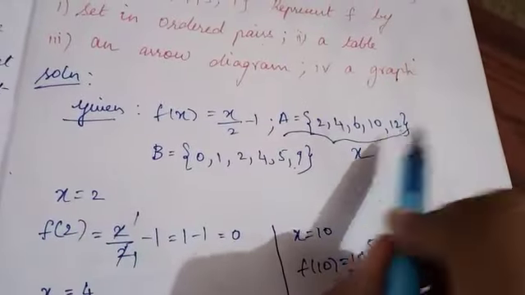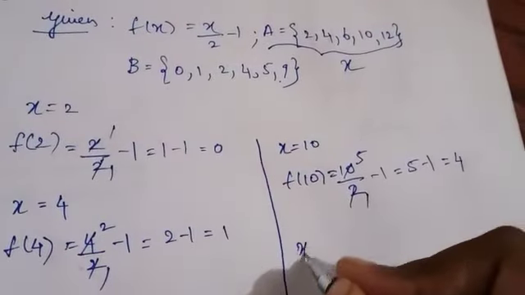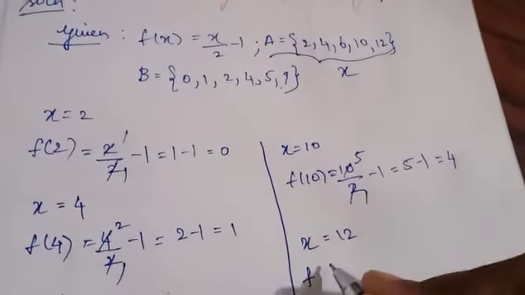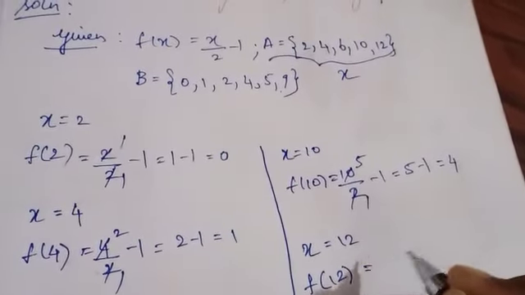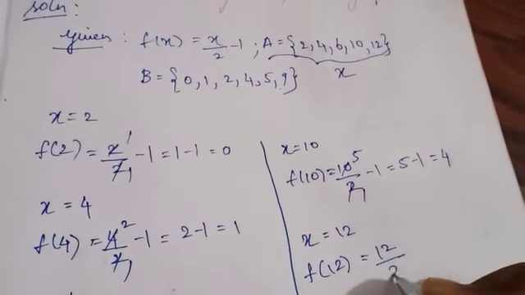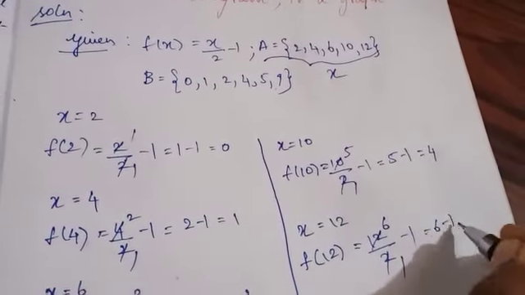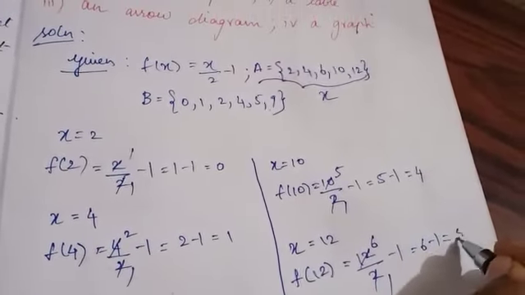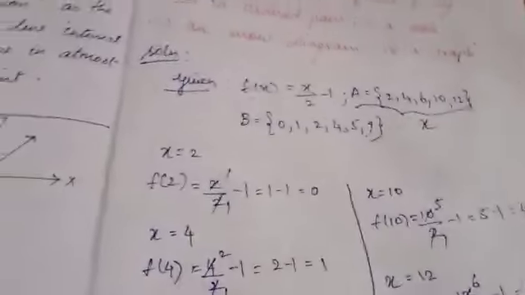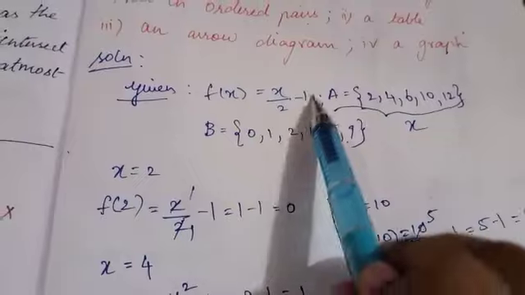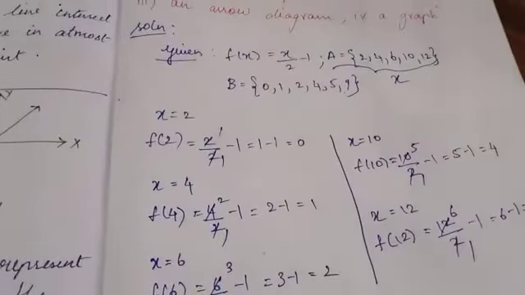And the last element here is 12. x is equal to 12. f of 12: 12 by 2 minus 1. 2 sixes are 12. So 6 minus 1. 6 minus 1 is 5. So using the values of x, I have found the values of f of x.